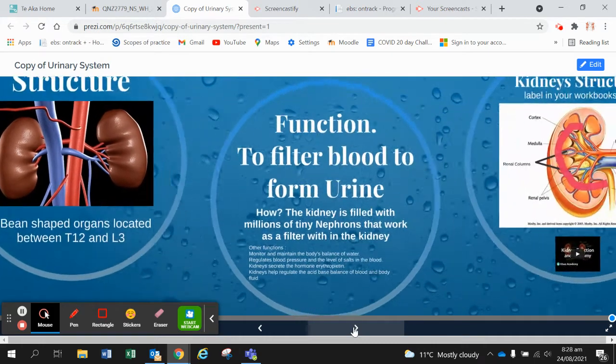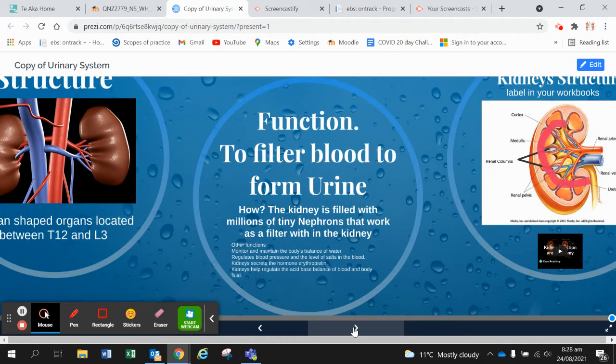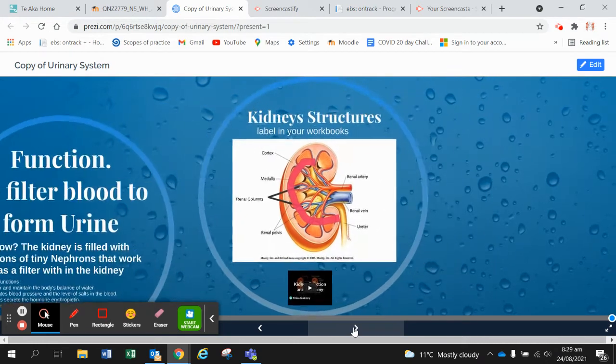Okay, that's the structure. And the reason you have them is to filter the blood to form the urine. That's their major job. But in the kidneys there's also a hormone called erythropoietin, and they help regulate and balance acid-base balance, water and electrolytes, which you'll go into depth afterwards.